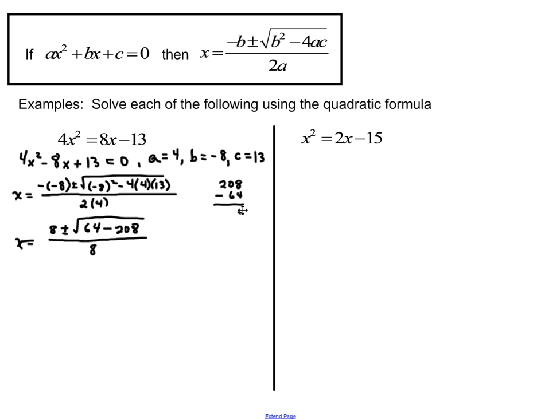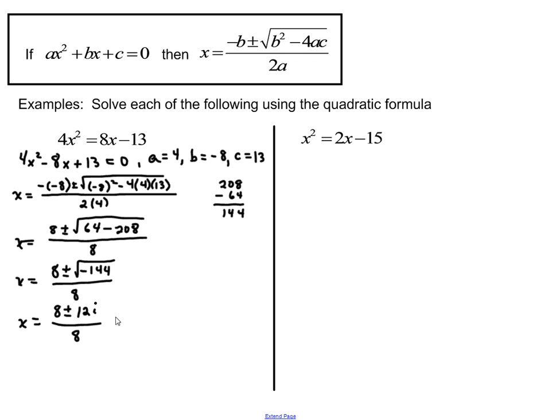So we're going to get 144. 20 minus 6 is 14. So x will equal 8 plus or minus the square root of, in this case, negative 144 divided by 8. And we might recognize that negative 144 is going to give us a complex number, right? This is actually going to become x equals 8 plus or minus 12 times i, the i stands for the square root of negative 1, remember, divided by 8.